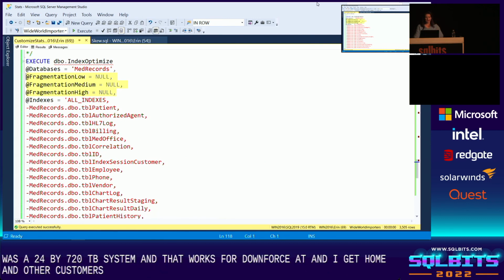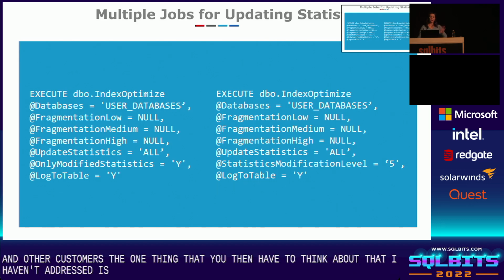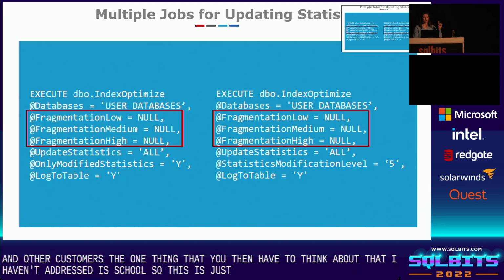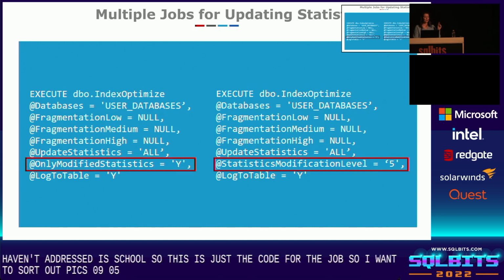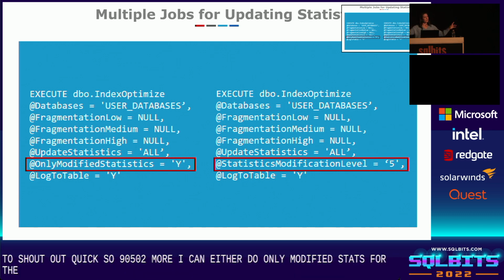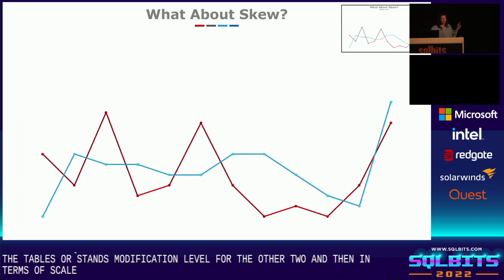The one thing that you then have to think about that I haven't addressed is skew. So this is just the code for the job. Sorry, I want to show that really quick. So reminder, fragmentation set to null. I can either do only modified stats for the volatile tables, or I can do stats modification level for the other 2. And then in terms of skew, this is a tricky one, right?